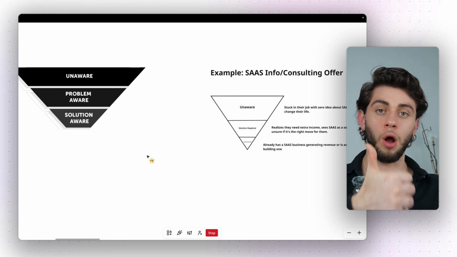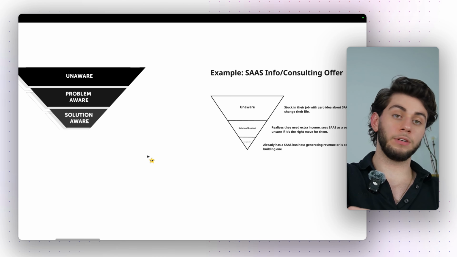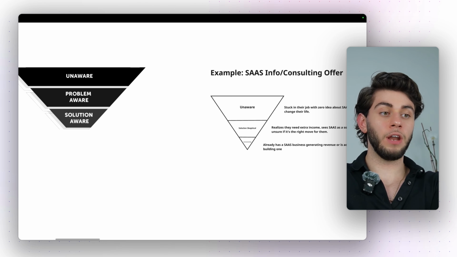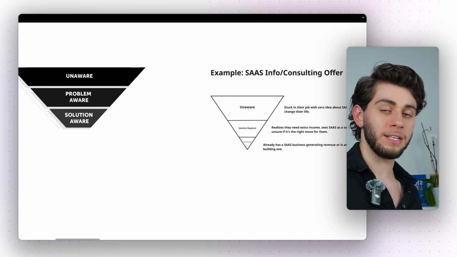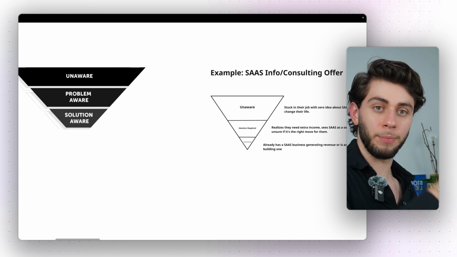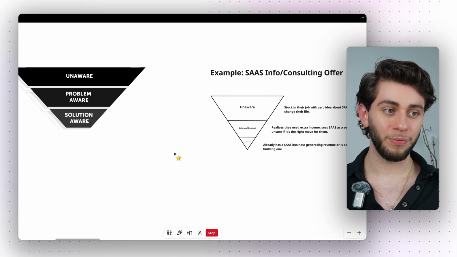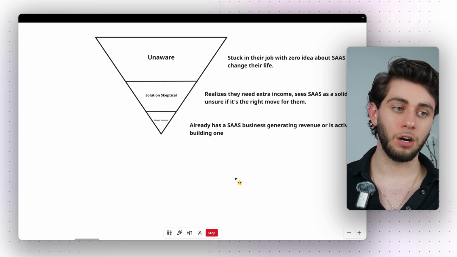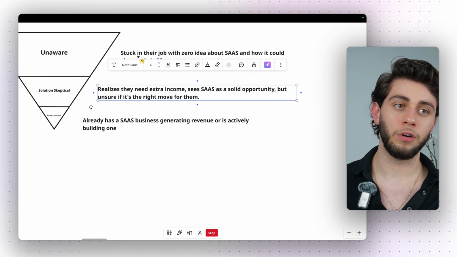So they know they have the problem of they need to make more money. They know that SaaS is the best solution, right? Now you're essentially just selling them on you as the best person to learn from to build a successful SaaS business. Way easier sell. Okay, way easier sell, and that's why you have to start by targeting these people and then going after the next markets.